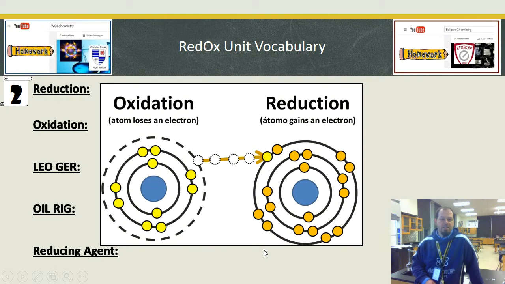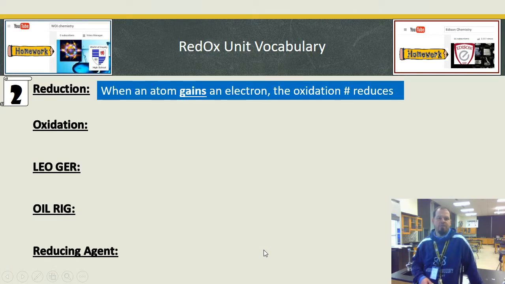Great picture for what oxidation is. Oxidation is losing, where reduction is gaining. We will figure out how to remember that, and the first definition is how we remember that, because when an atom gains an electron, that is a reduction. We call it a reduction because the oxidation number goes down. It gets more negative. So if I was 0, it goes to -1.